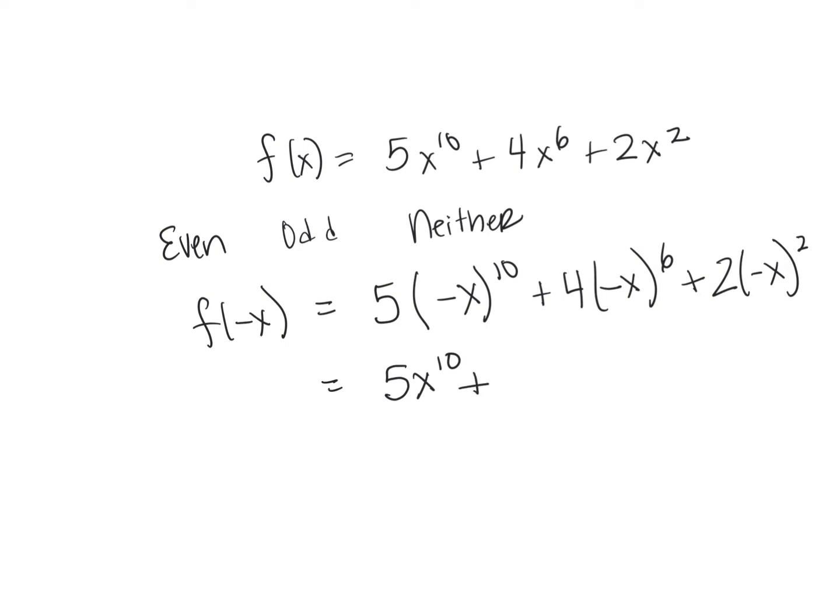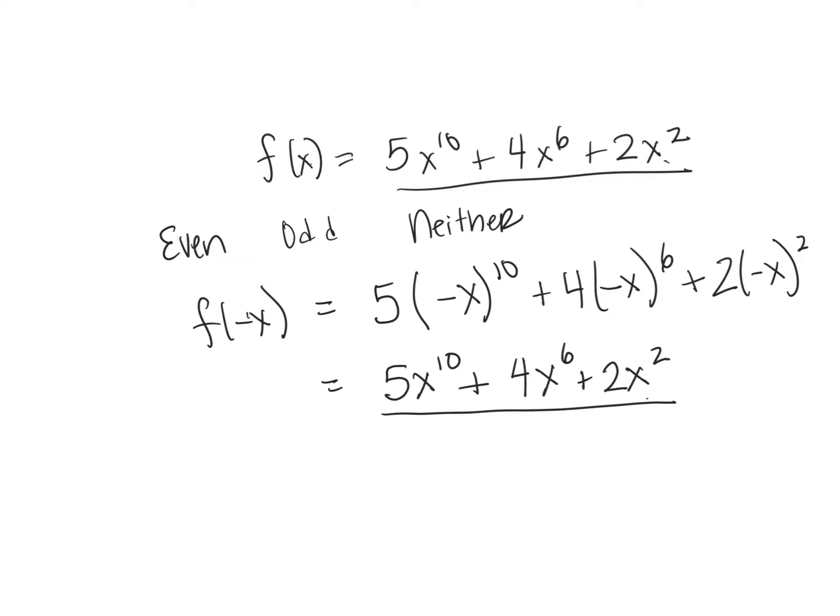Likewise, if you take a negative 1, raise it to the 6th power, it just is a positive 1, so that becomes this. And if you take a negative 1 and square it, you get a positive 1. So 2 times positive 1 is just 2, and then you get this. And you'll notice that this matches this. So when I put in opposites, I get the same answers out. That makes this even.